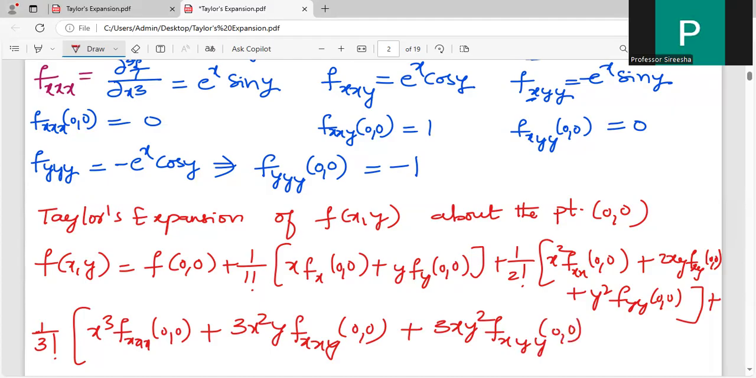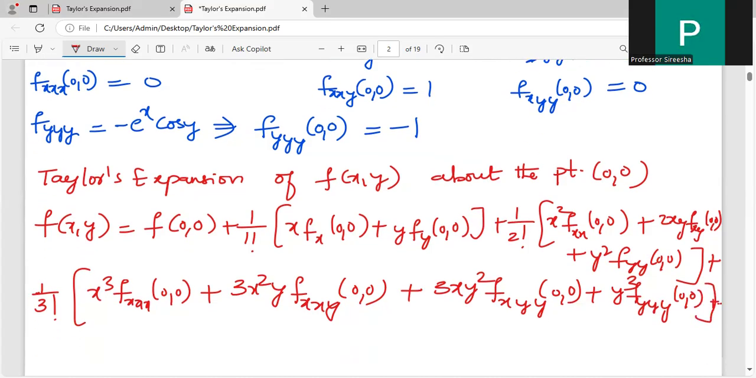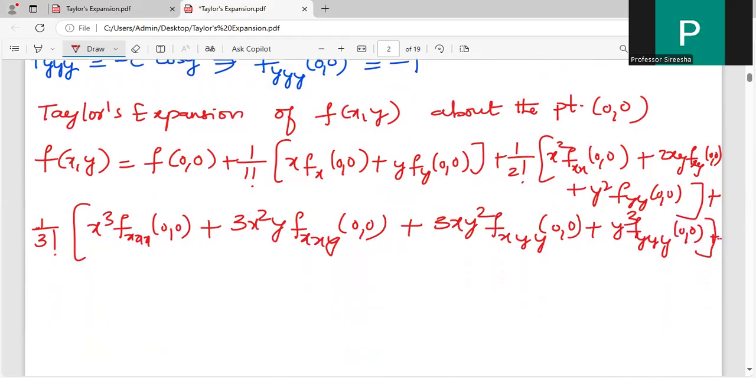Okay, by the way, this is a theorem, but then the easiest way to remember is what I'm trying to focus on. Okay, y cube f triple y at 0 comma 0. Okay, let me put plus dot dot. He has asked us only till the third term. Okay, up to third degree terms. So we are doing this.